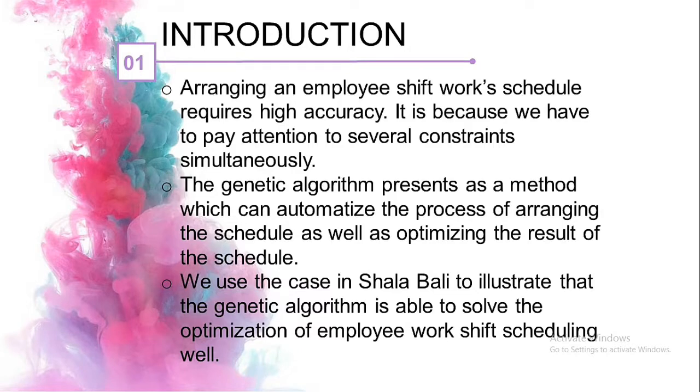The problem of scheduling, automation, and optimization is one of the complex domain problems. It becomes complex because we need to pay attention to some constraints together at the same time. Genetic algorithm has become a method to solve the problem. These algorithms have been proved to optimize scheduling well.